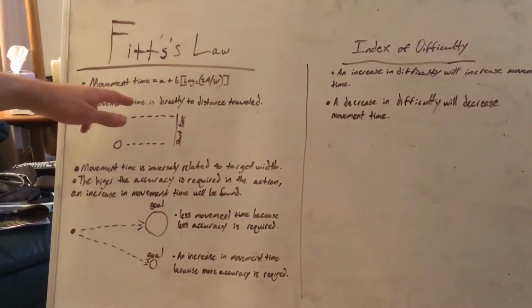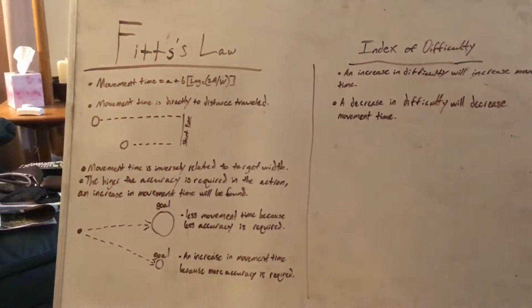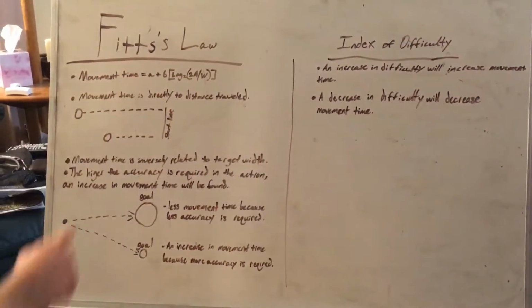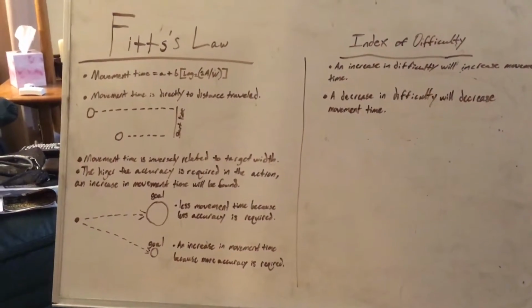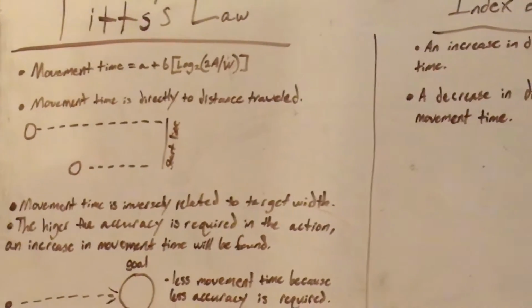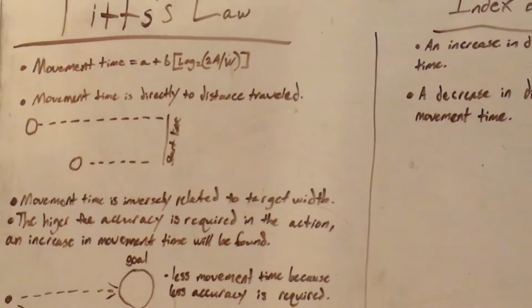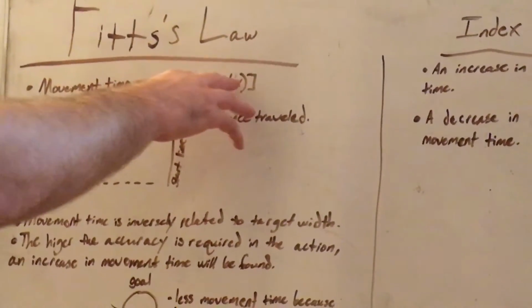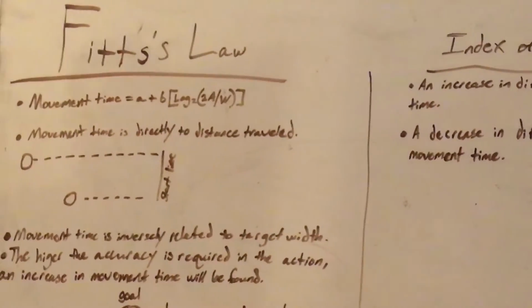So movement time equals a plus b. So A stands for the distance traveled, and W is going to be for the width of the target area. And then the 2A is going to stand for the index of difficulty.